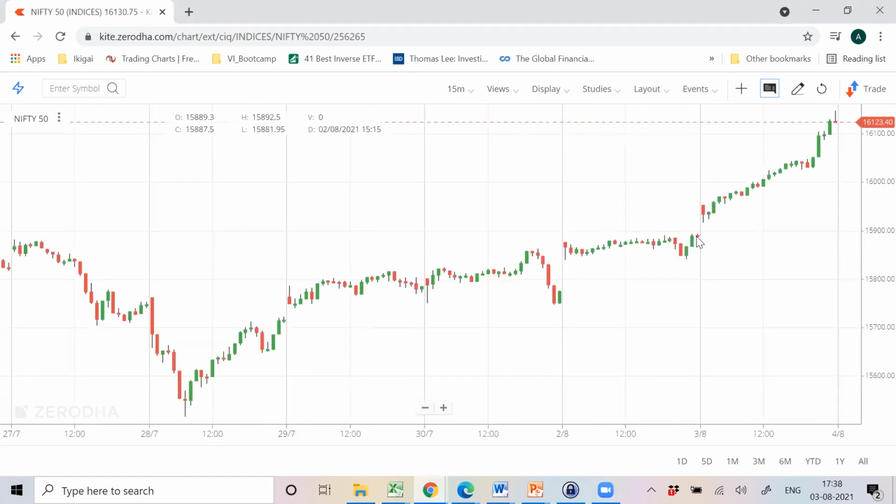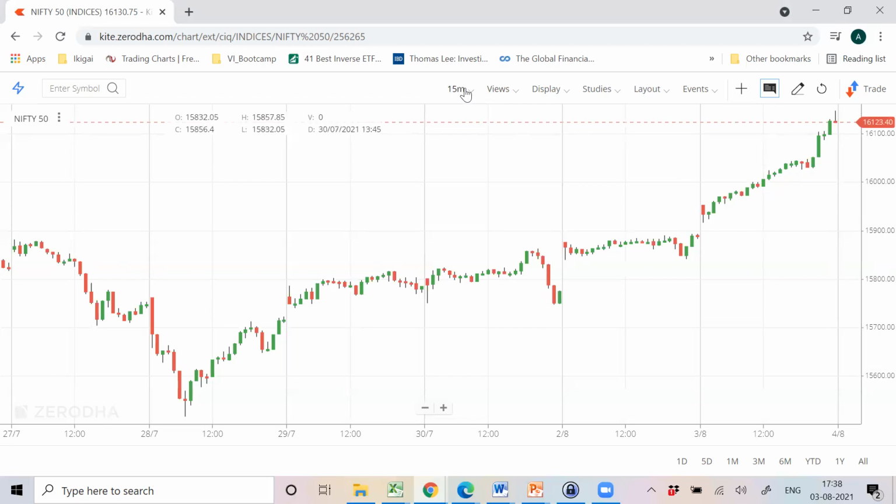So essentially, this is where Nifty closed yesterday and it has started and opened here. So there is a gap up opening, which we can say. And it continues to go up and up, forming small candles. So the market is trending.